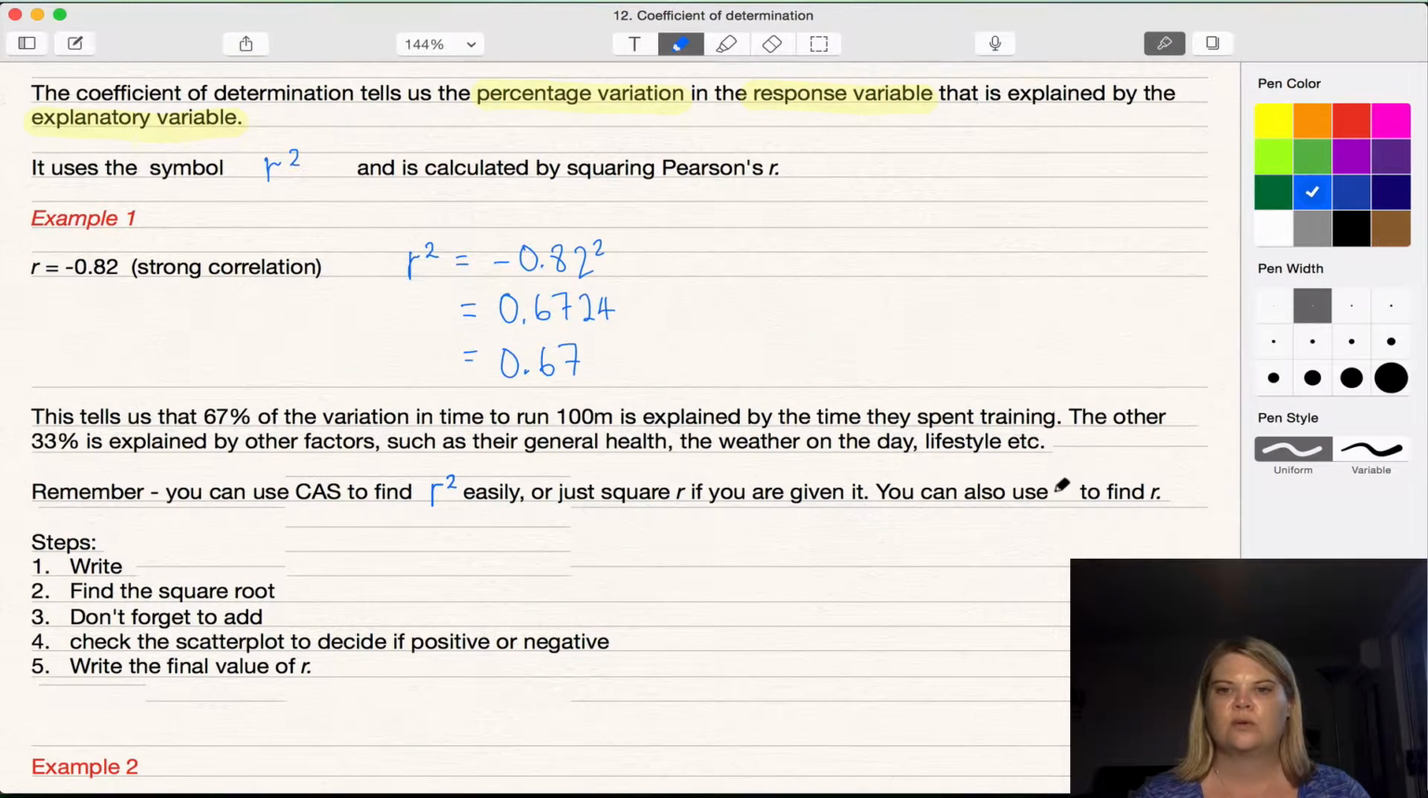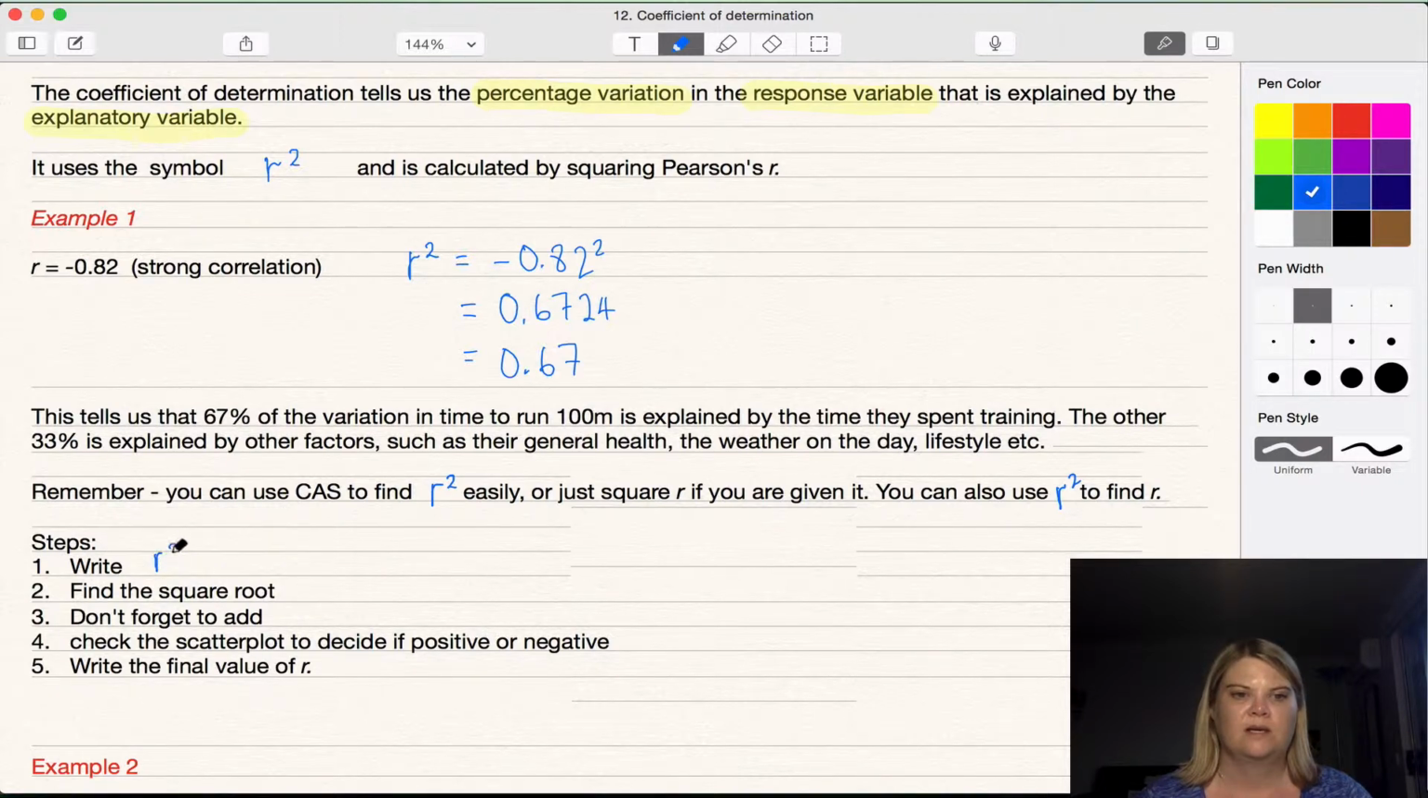You could also use r squared. If you are only given r squared, you could work backwards to find r. And the way you would do that is to follow these steps, and there'll be an example after this. First step is to write r squared out. Then you need to find the square root of what r squared is. Don't forget to add a plus and a minus, and I'll show you what that looks like in a moment. Check the scatter plot to decide if it's positive or negative, and write the final value of r.